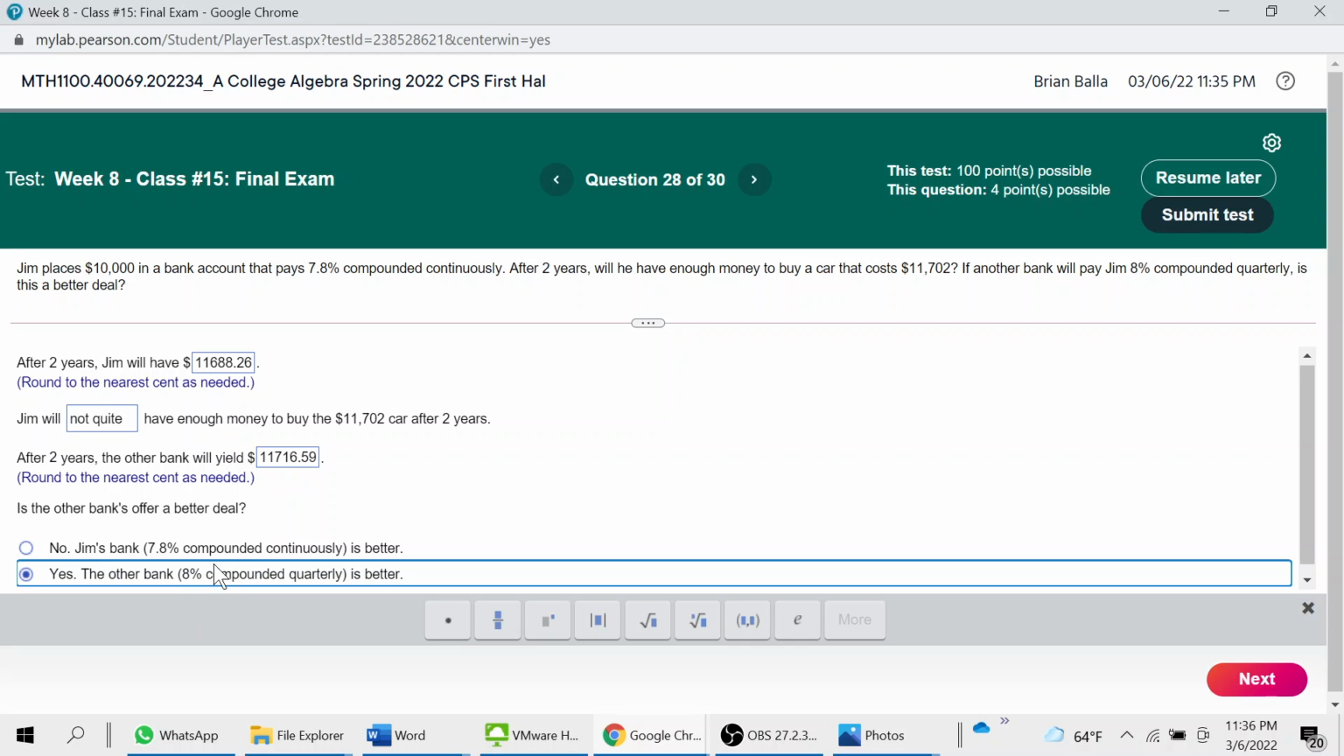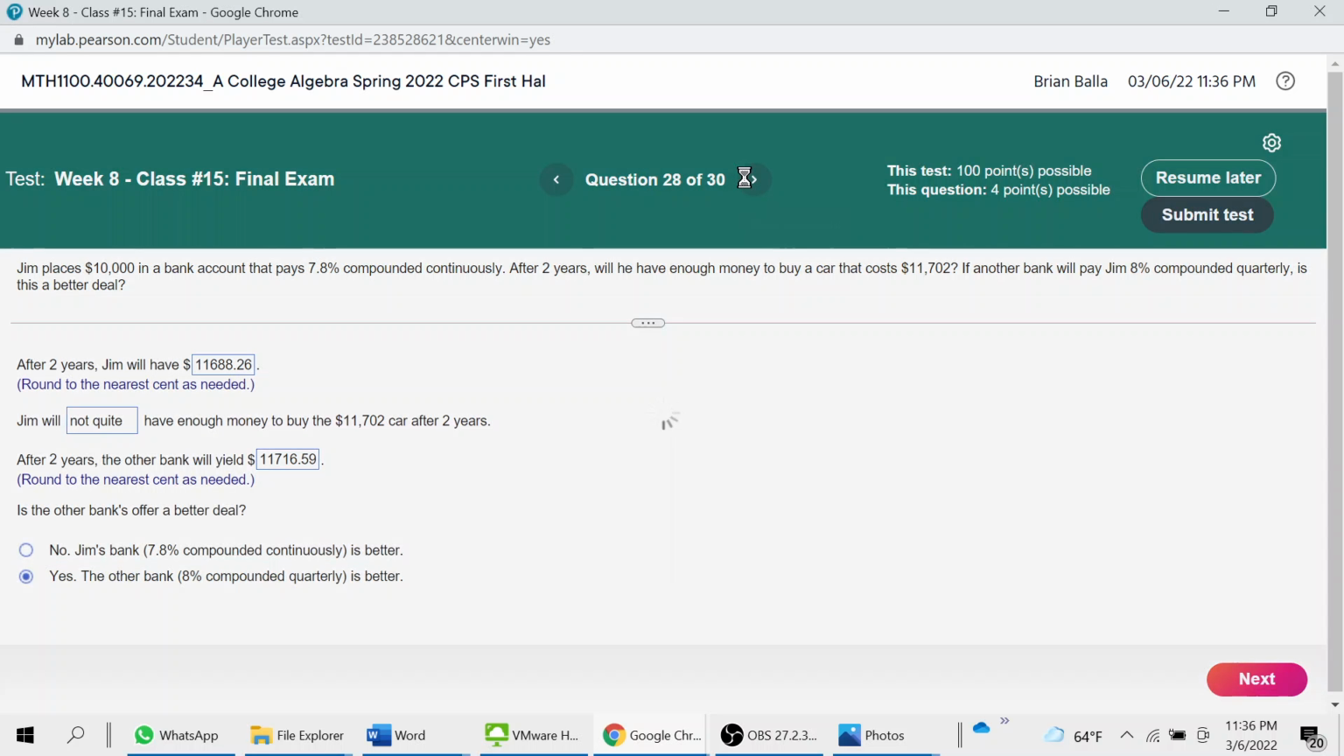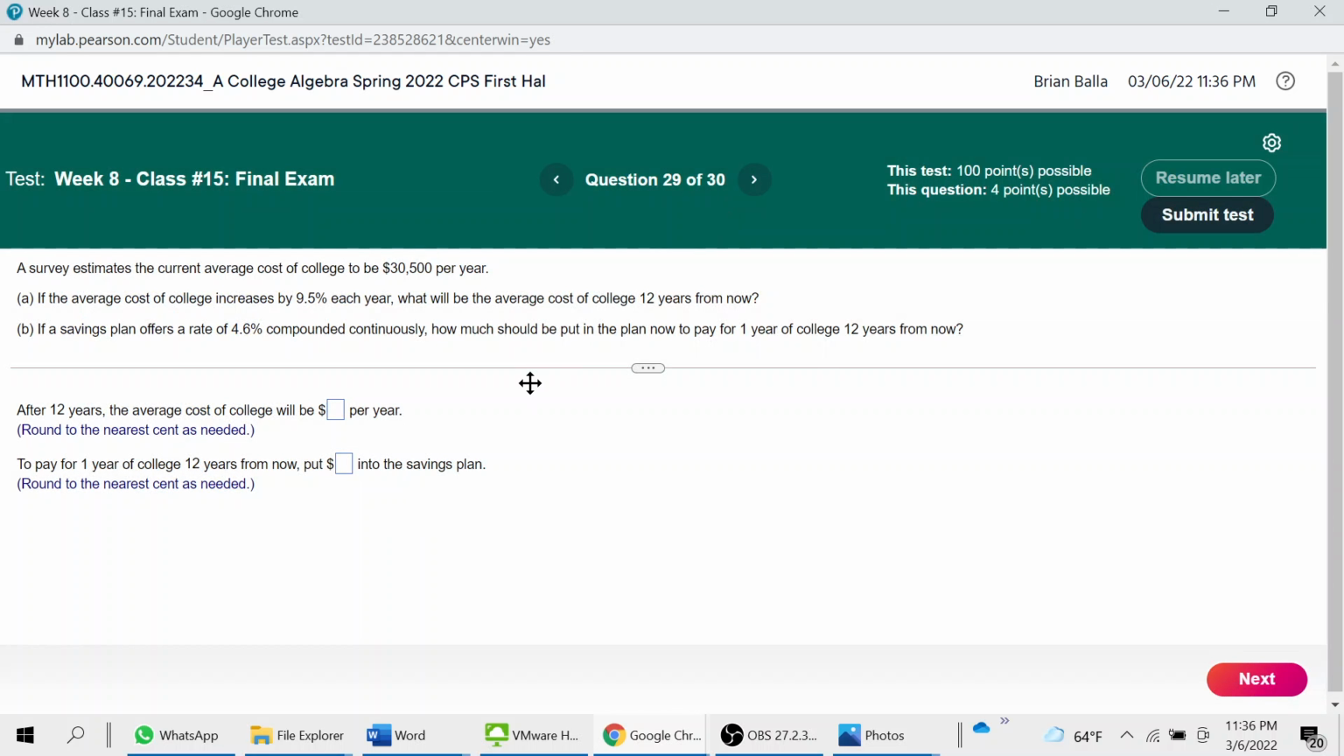I forgot to note the interest rate. The 8% is higher than 7.8%. Normally, if both interest rates were the same, the continuous will always be the better option, because the continuous tends to generate more money than quarterly and monthly.